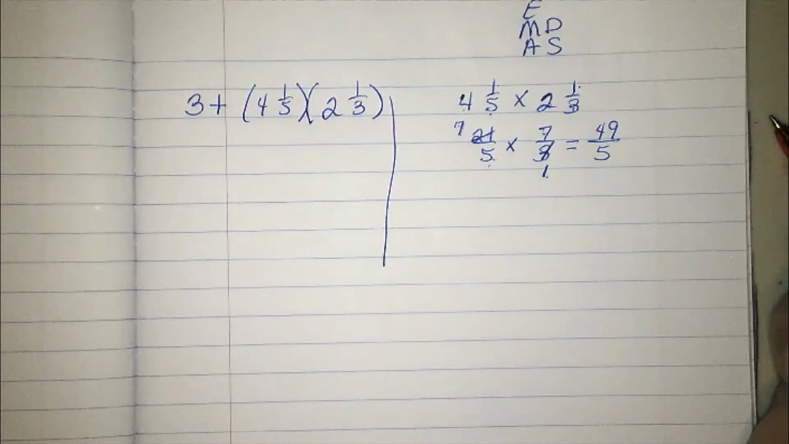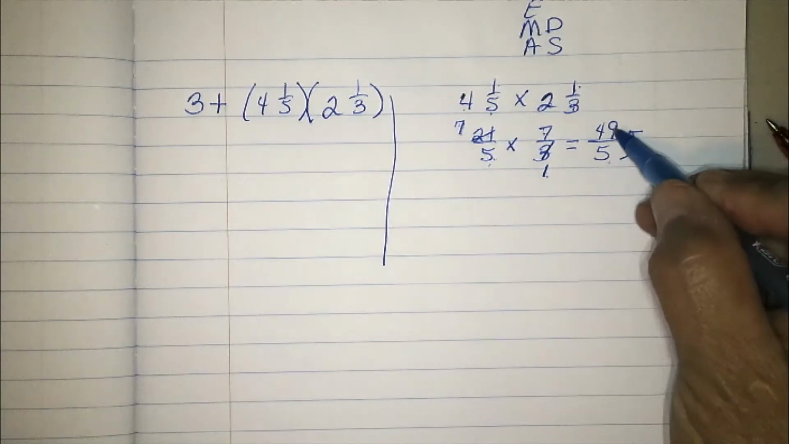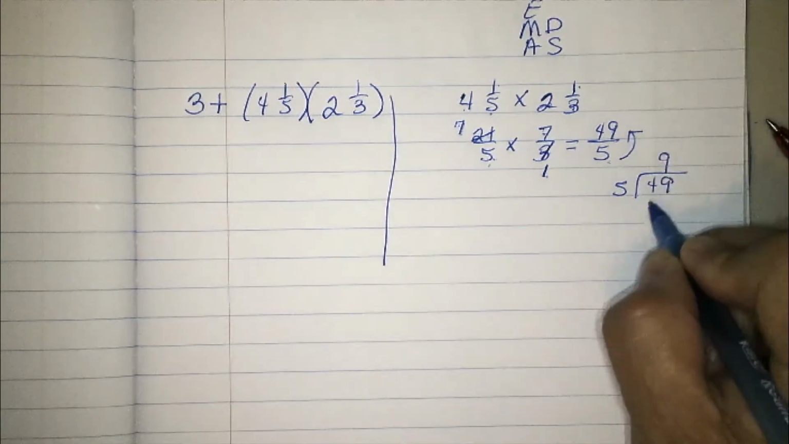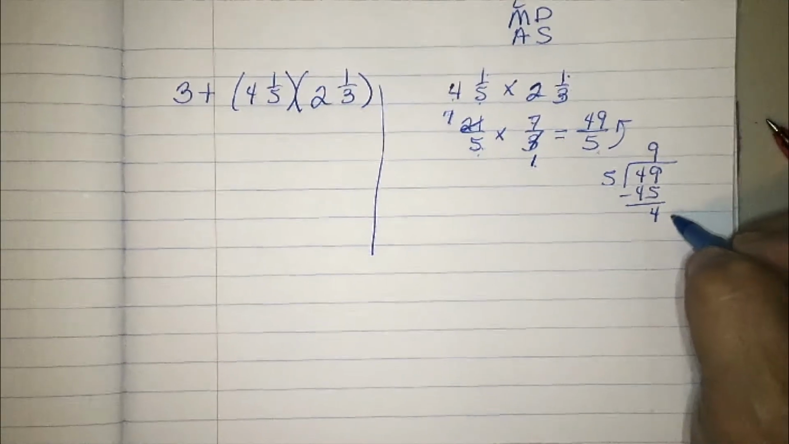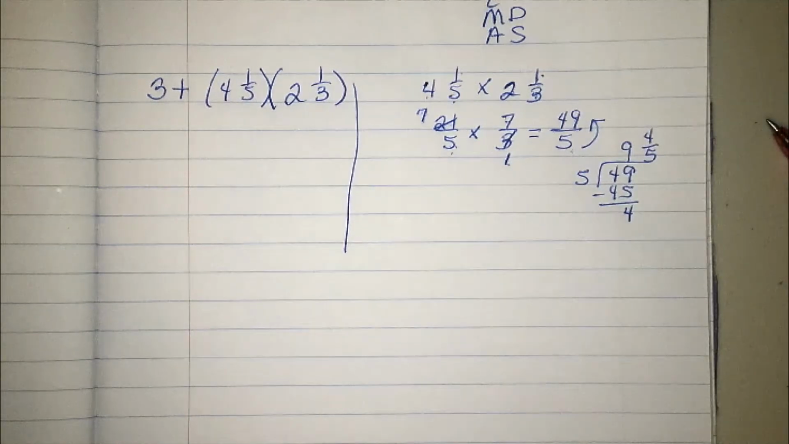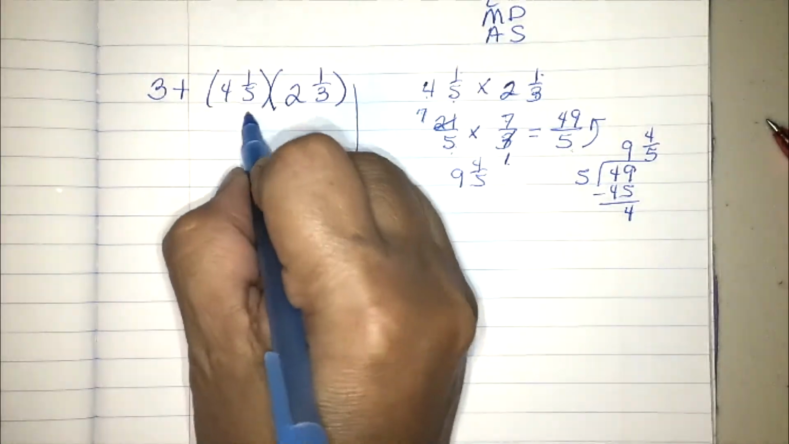In order to simplify my answer, I'm going to divide. 5 goes into 49 9 times. 9 times 5 is 45. My remainder is 4, and I write my remainder as a fraction. So the answer to this part was 9 4/5.